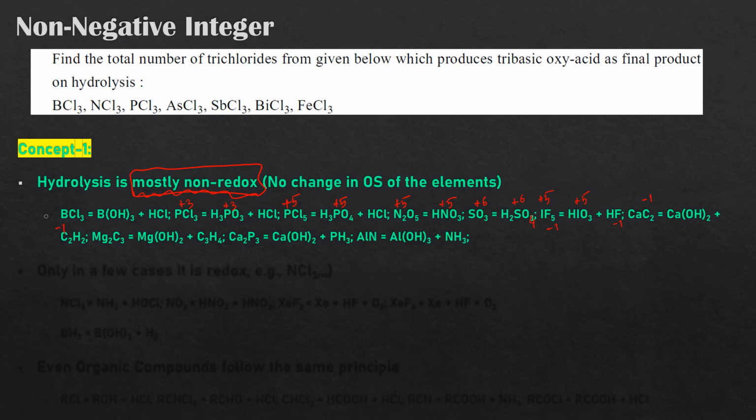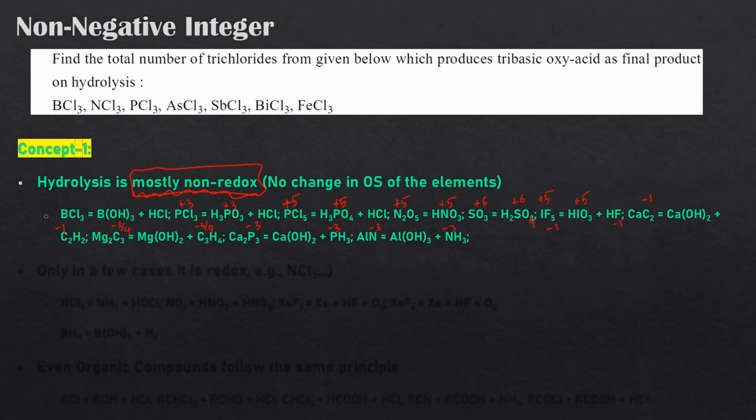In magnesium carbide, carbon was having its oxidation state of -3/4. In the product also, the C3H4 that has been formed, the oxidation state is -3/4 as it is in the reactants. Calcium phosphide, calcium is never going to change. Phosphorus was -3 each. So in the product, we are getting phosphine, which is having -3 oxidation state. In aluminum nitride, we have aluminum always +3. Nitrogen was -3. So in the product, we are getting ammonia, which is having -3 oxidation state.